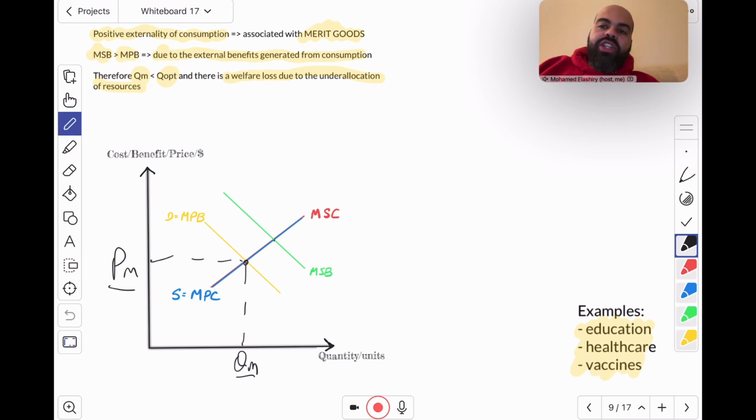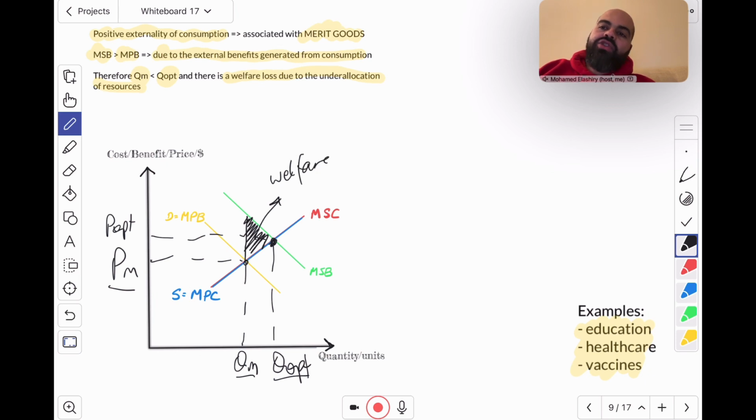And the intersection of MSC and MSB, that gives us Q opt. That's the socially efficient quantity, and P opt. That's the socially efficient price. The intersection of MSC and MSB is the point of allocative efficiency. When you draw a triangle from QM to Q opt, it's this triangle here. That's the welfare loss, or basically the potential welfare gain. This is the welfare loss because of the underconsumption of this product.